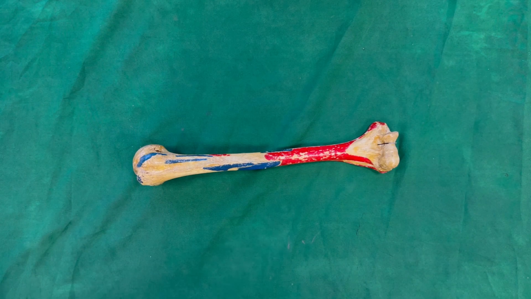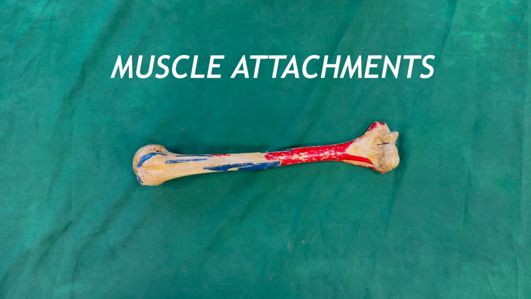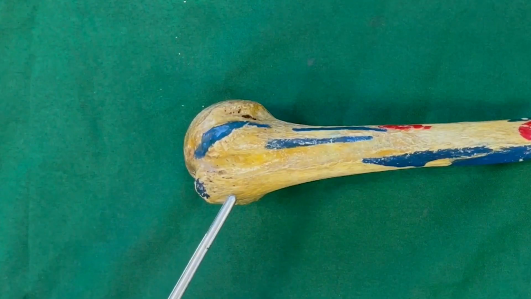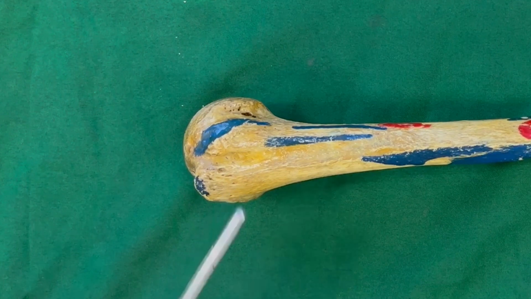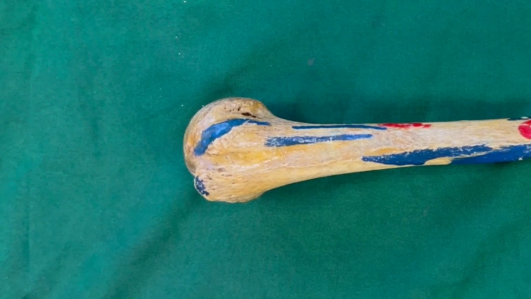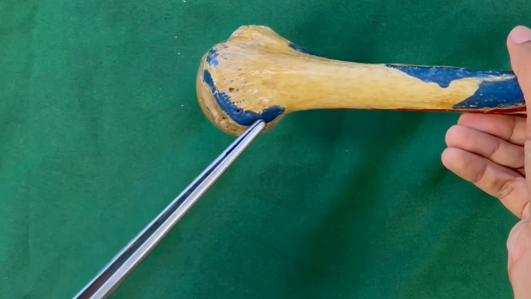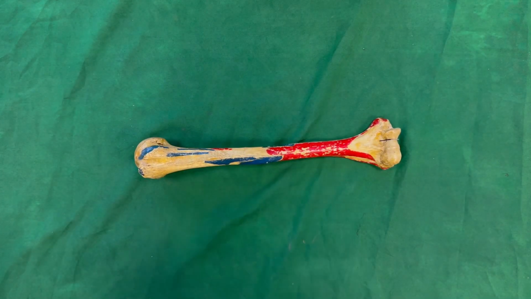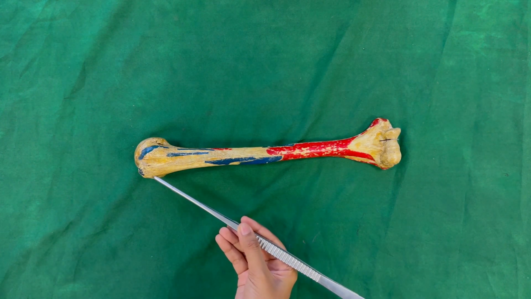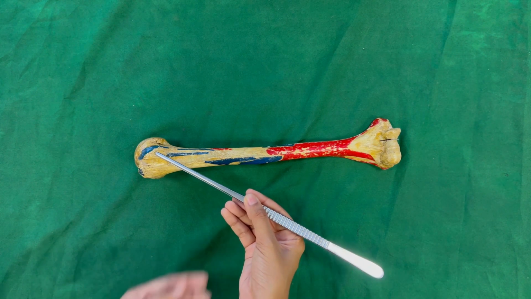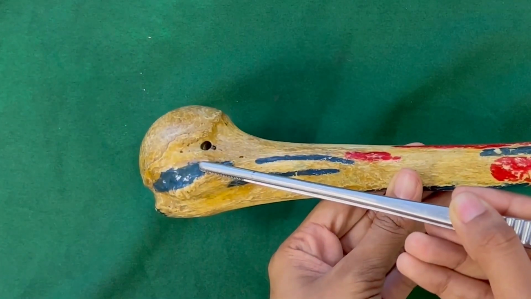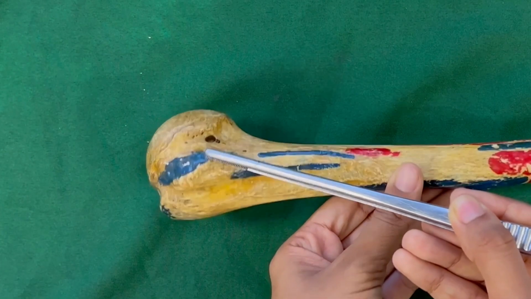Let us now shift our attention onto muscle attachments. At the proximal end, the greater tubercle serves as an attachment site for 3 of the rotator cuff muscles: supraspinatus, infraspinatus, and teres minor. They attach to superior, middle, and inferior impressions of the greater tubercle respectively. The lesser tubercle provides attachment for the other rotator cuff muscle, the subscapularis.